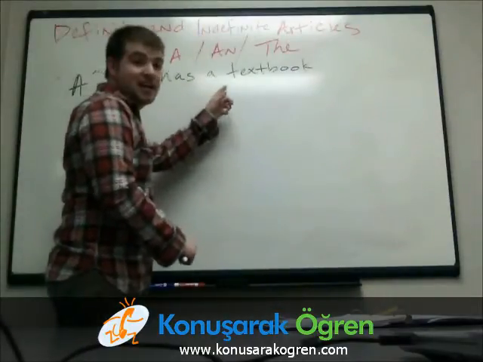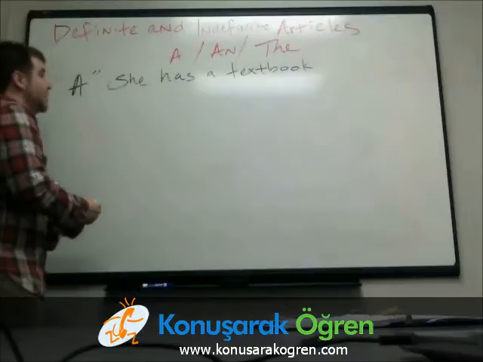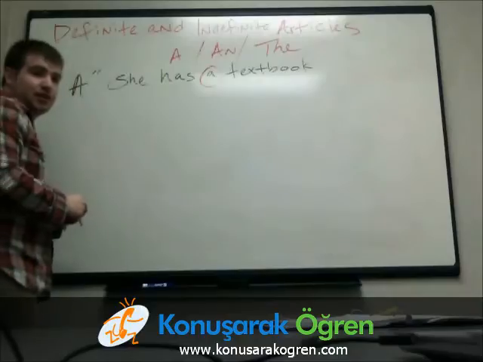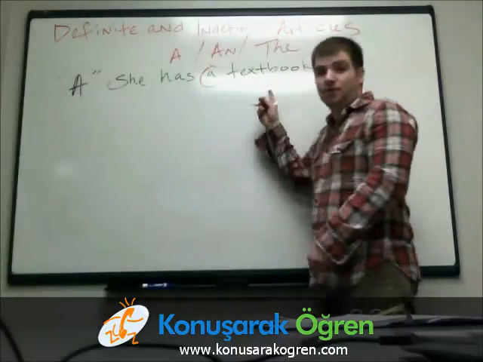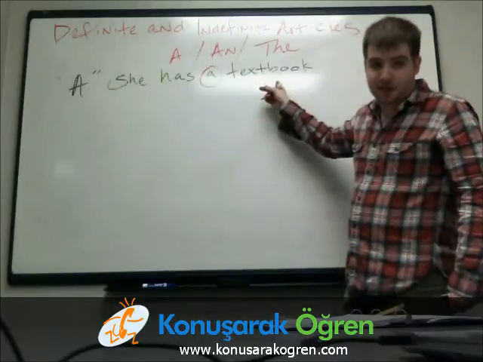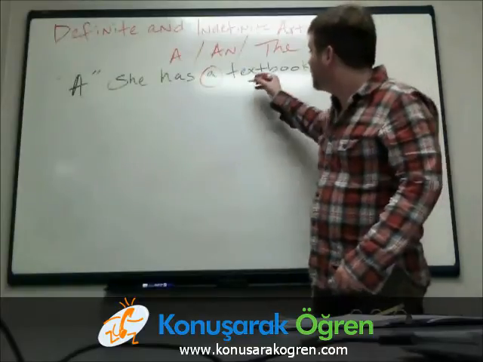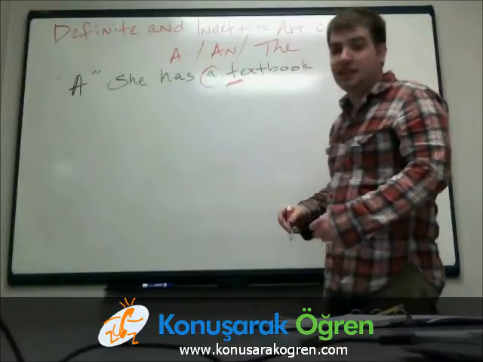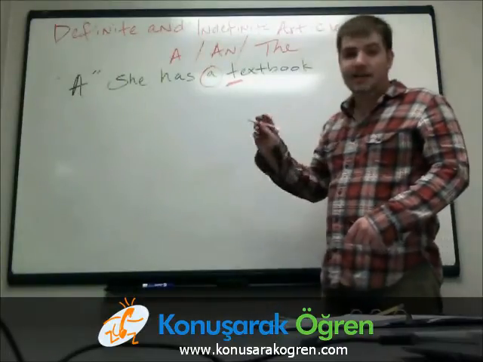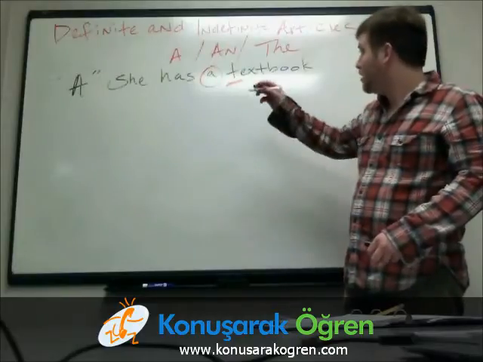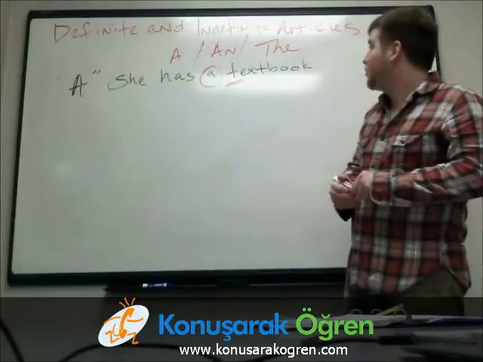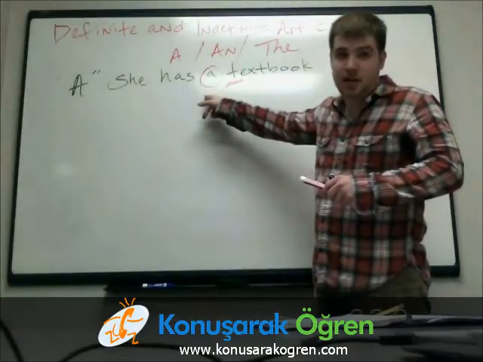She has a textbook. Now you see, we're not referring to a specific textbook. It could be any textbook. So, it's not a specific item. And notice the word textbook starts with a consonant. That is, it does not start with A, E, I, O, or U. Anytime we're going to use an article prior to a word that starts with a consonant, we're going to have to use the indefinite article a, if we're going to use an indefinite article.